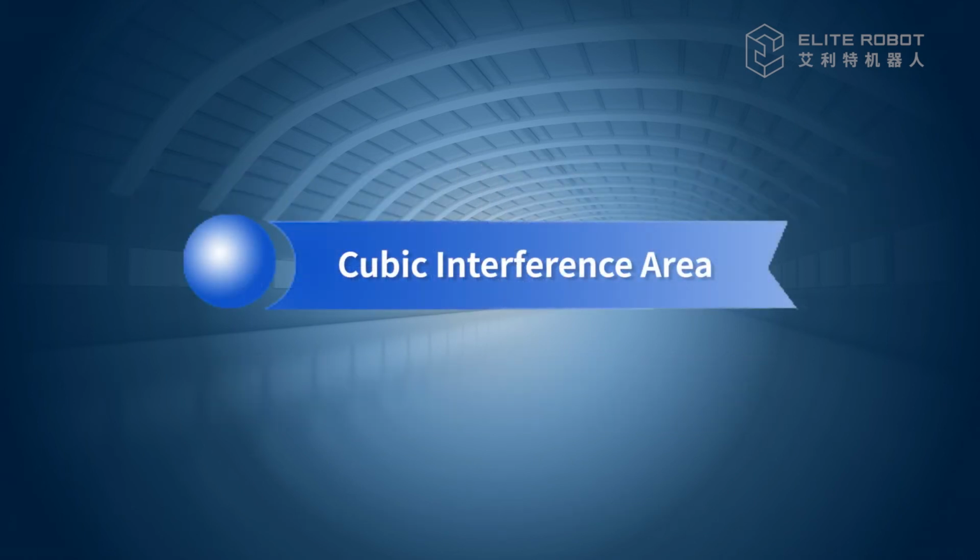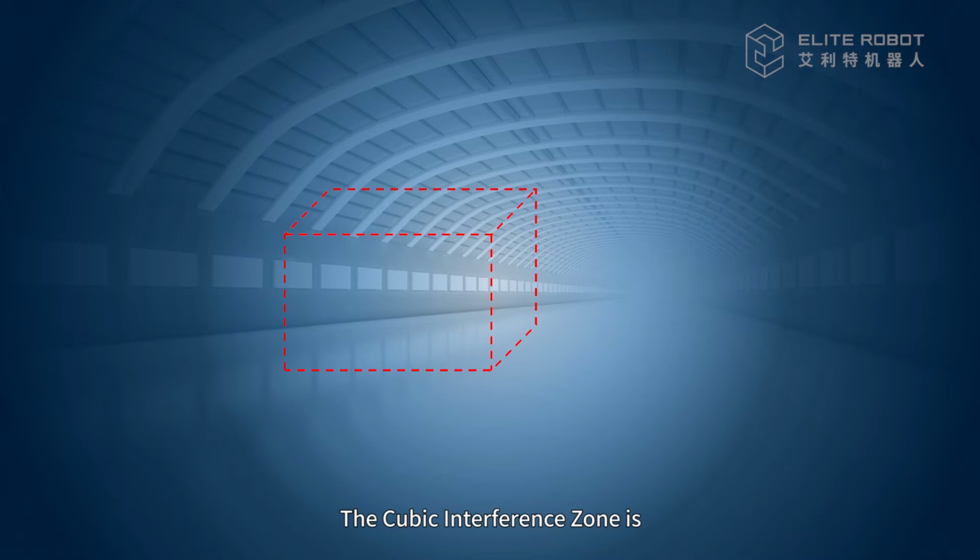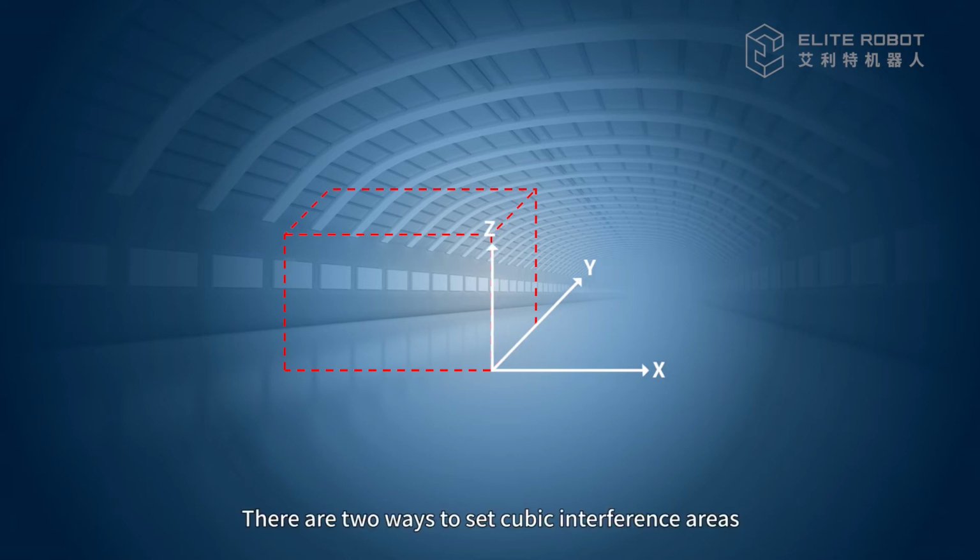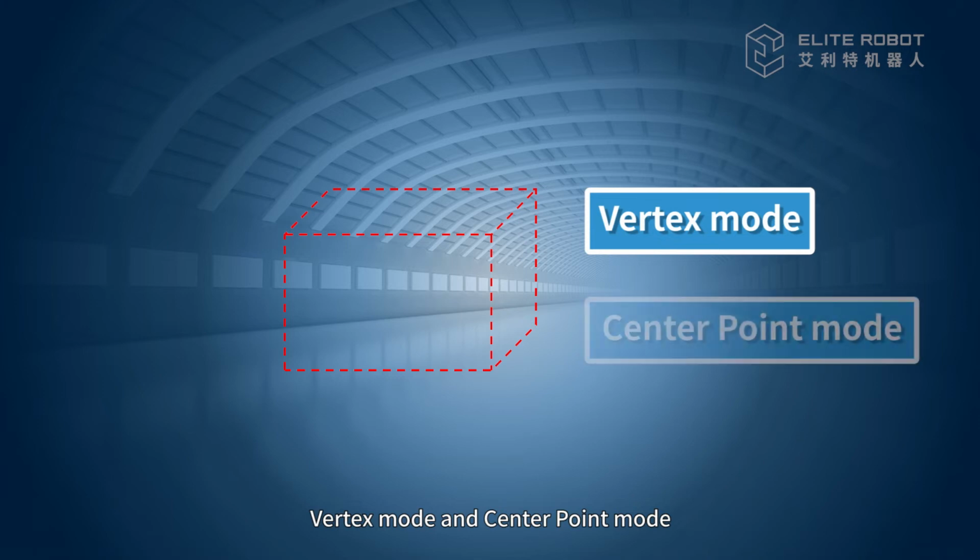Cubic interference area. The cubic interference zone is relative to the base coordinate system. There are 2 ways to set cubic interference areas: vertex mode and center point mode.